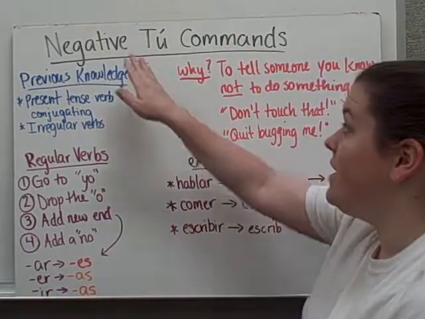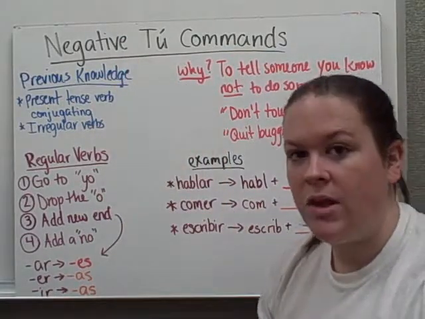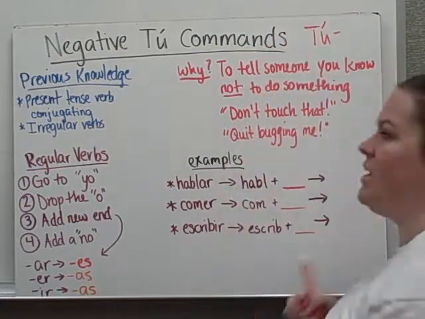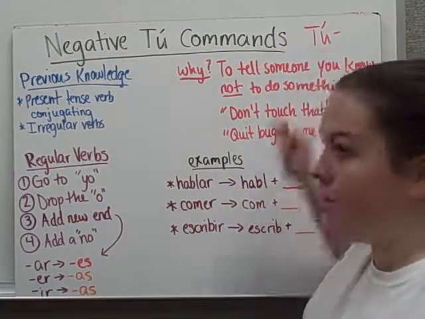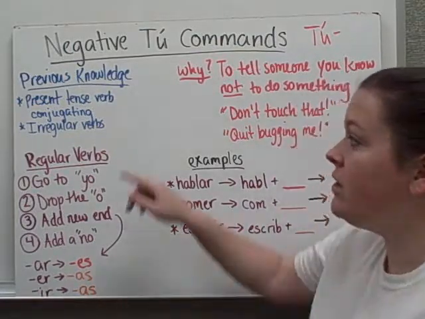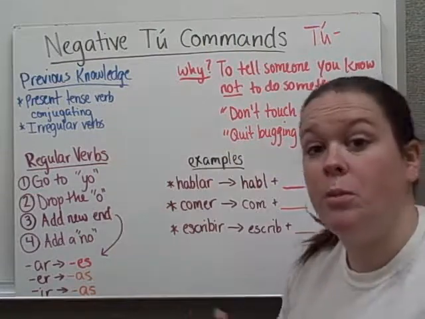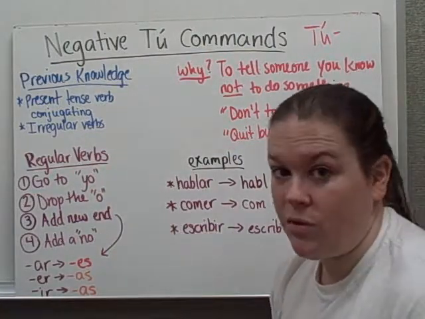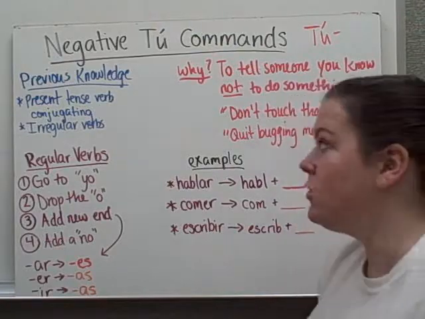We are talking about negative tú commands. And if you'll see this sometimes, I'll just draw a tú and a minus sign to let you know it's a negative tú command. Things that you need to know to do negative tú commands: you have to know how to conjugate verbs in the present tense, like regular verbs, and you also need to know some irregular verbs so you know how to conjugate those as well.